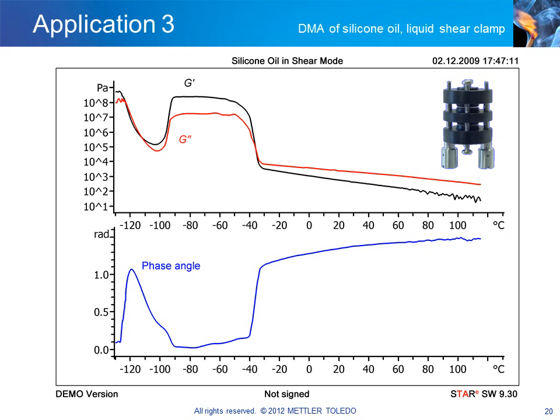The sample is then liquid, and the red curve of the loss modulus G'' lies above the black curve of the storage modulus. The storage modulus changes by 7.5 decades.